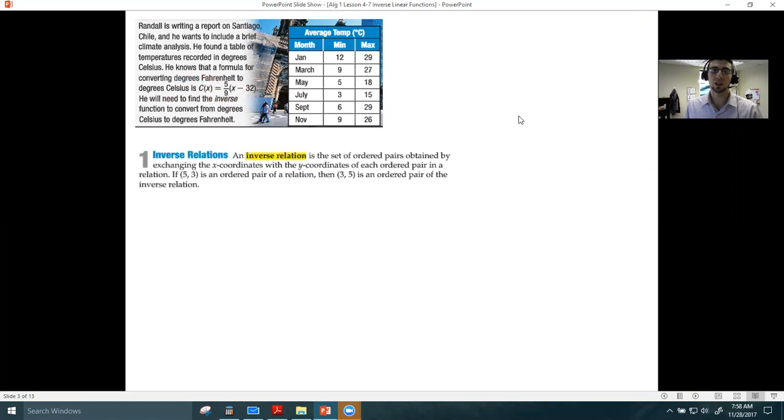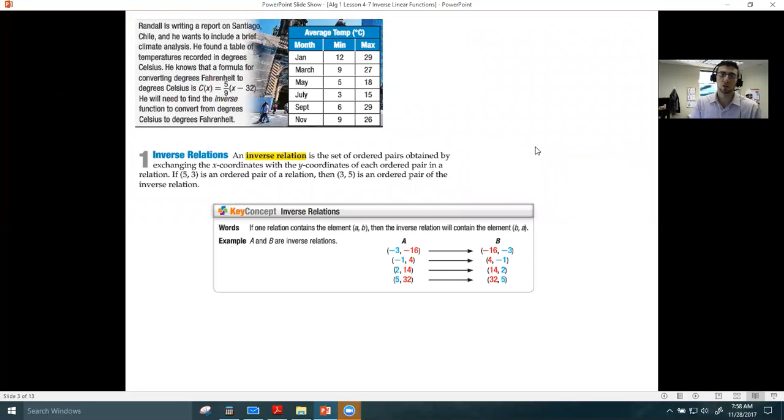So an inverse relation is a set of ordered pairs obtained by exchanging the x and y coordinates of each ordered pair in the relation. So if 5, 3 is an ordered pair of the relation, then flip-flop those. 3, 5 is an ordered pair of the inverse relation. So in words, if one relation contains the element or the coordinate a comma b, then the inverse relation will contain the element or the coordinate b comma a.